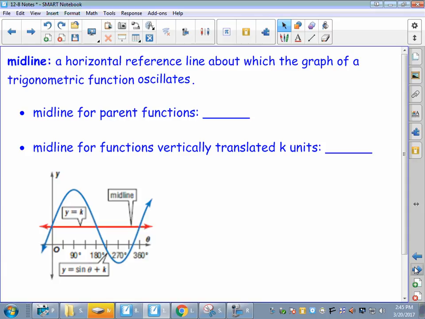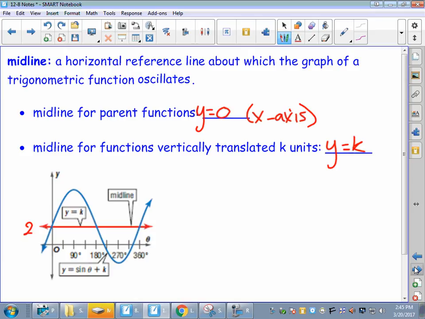When you move up or down, it changes our midline, or our middle line. For parent functions, it's just the line y equals 0, which is fancy for x-axis, okay? But the midline for any other graph, if you have a k amount of units, it just becomes y equals k. If you remember way back from chapter 2, horizontal lines of the form y equals something.